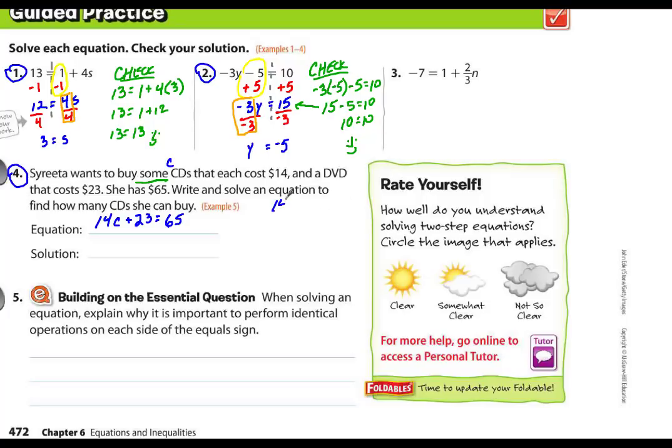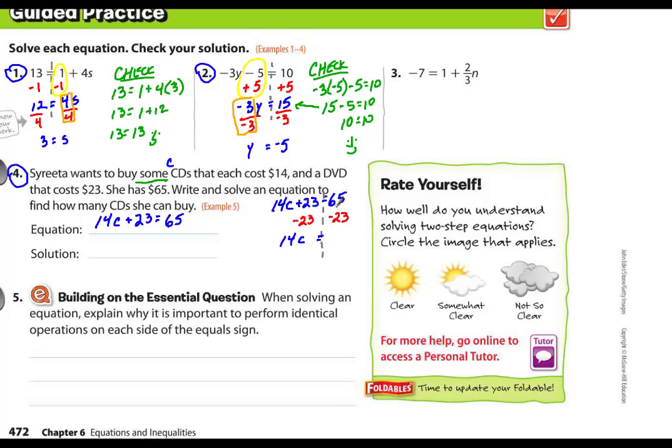So my equation is 14C plus 23 equals 65. Notice as soon as I convert that from a word problem to an equation, I can go ahead and use the same steps I used above. I'm going to take away the $23. I'm going to take out the price of the DVD so I can get down to just what the CDs cost.